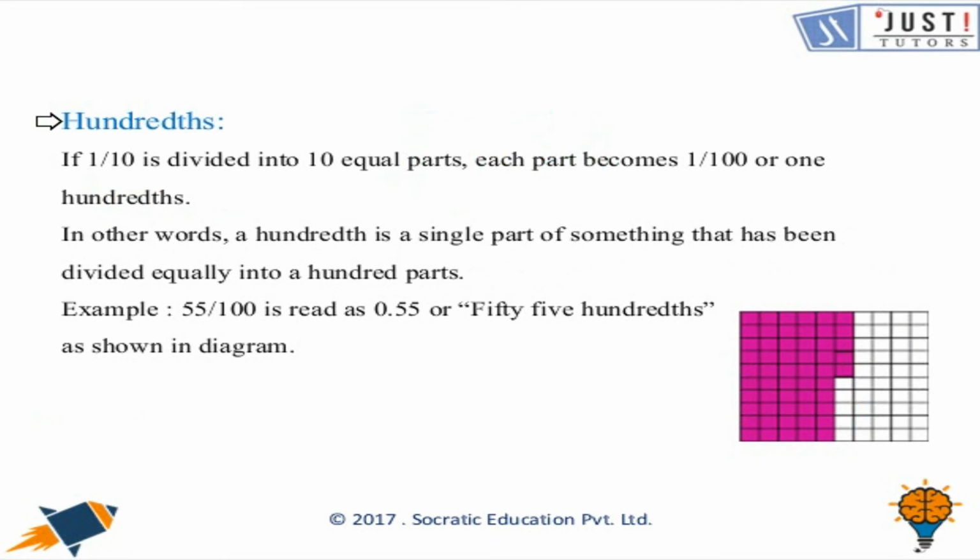Always remember that 1/10 is the reciprocal of 10. Now let's talk about hundredths. If 1/10 is divided into 10 equal parts, each part becomes 1/100, or one hundredth. In other words, a hundredth is a single part of something that has been divided equally into 100 parts. For example, 55 over 100 is read as 0.55 or 55 hundredths. So this will be read as hundredths.